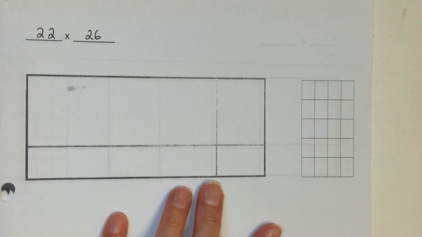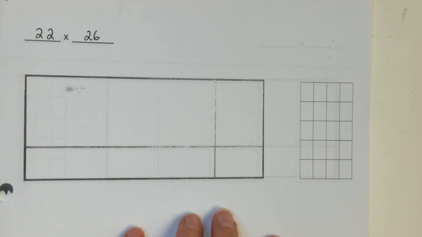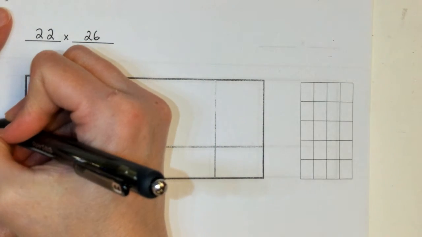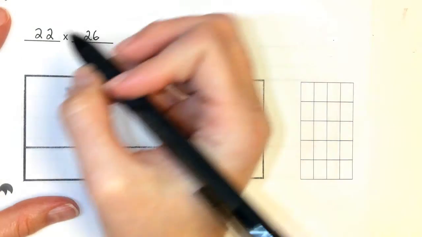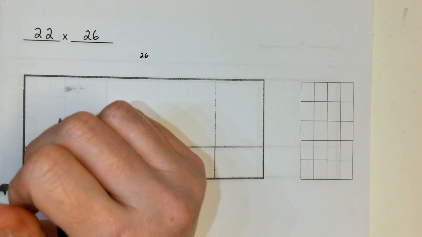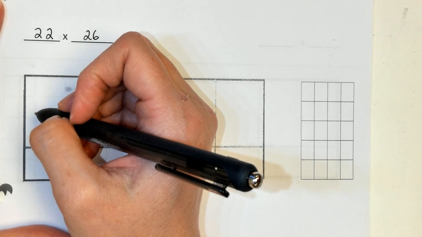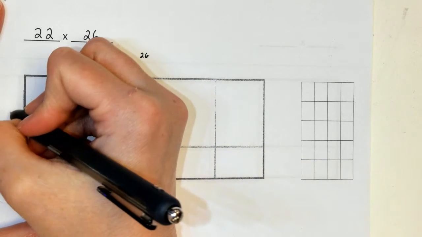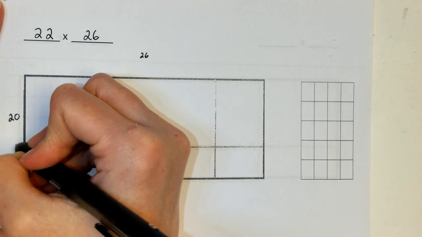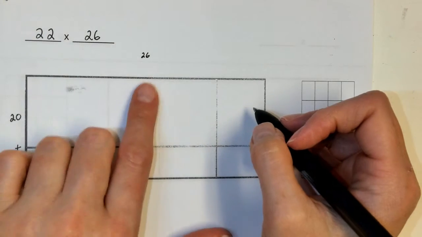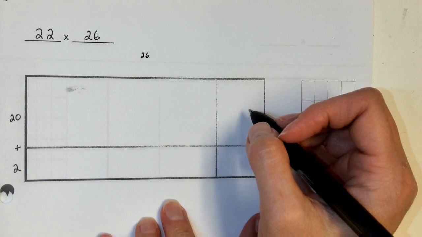Okay. All right, let's look at 22 times 26. Chloe, what's my first step? I had to write my numbers in expanded form. So I'm going to write the 22 on the side and the 26 on the top. Could I do it the other way around? Yes, I can. All right, what is 22 in expanded form, Jeremiah? 20 plus 2. Good, 20 plus 2. And what is 26 in expanded form, Madison?